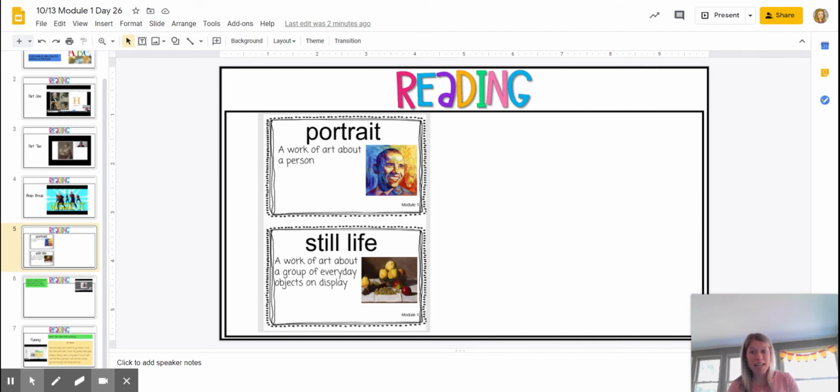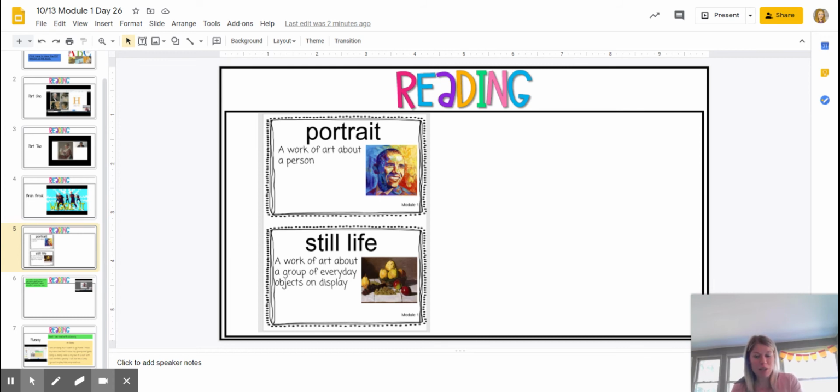So you're going to create either a portrait, a work of art about a person. It could be any person that you see at your house. Could be a portrait of you if you want to look in the mirror, but you're going to create a portrait of a person, or you could create a still life. And remember, that's when you're going to look around your house and see if you can find a group of objects to draw or paint.